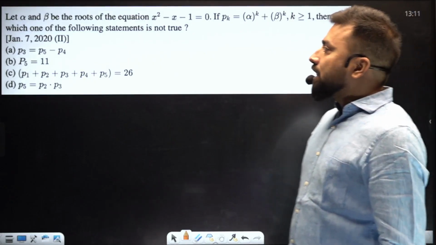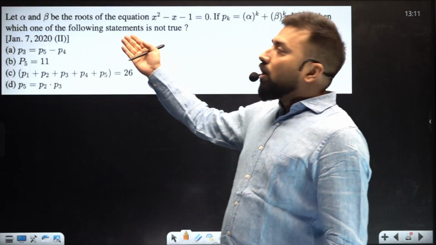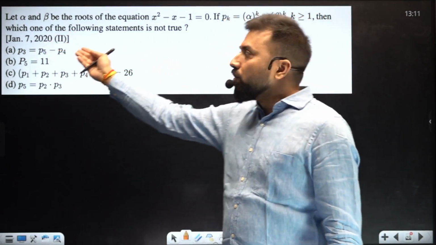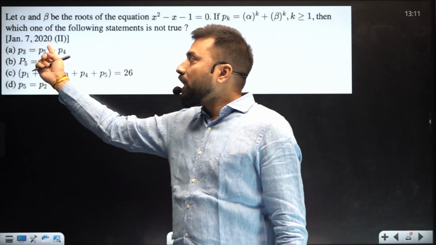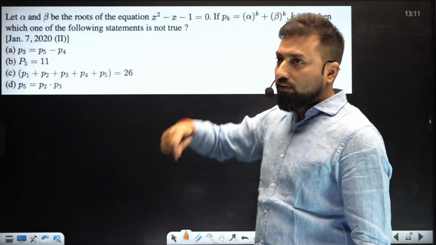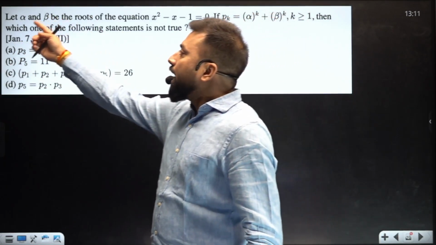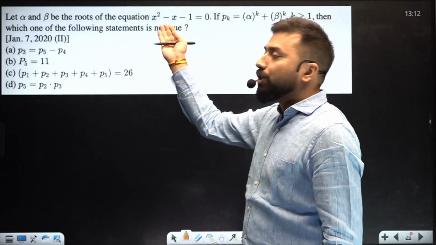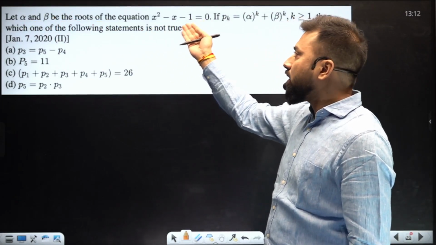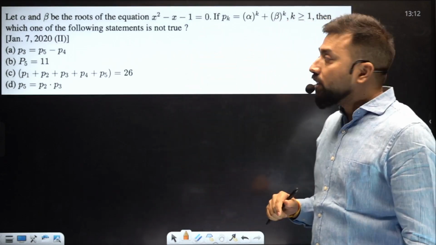Okay, let's say this particular question we are taking. In this question, I'll just read out the question for you. This question has been asked in Jan 7, 2020, second shift. So the question is, let alpha and beta be the roots of the equation x square minus x minus 1 is equal to 0, right?